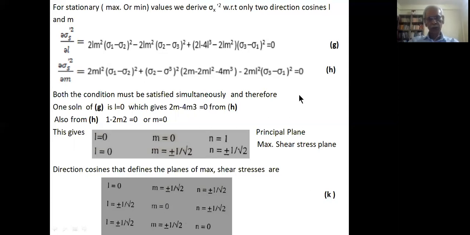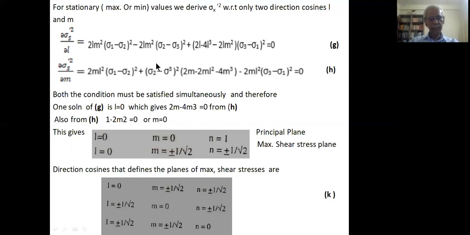So we have got two conditions, G and H. And these two conditions will give us the conditions for maximum or minimum shear stress. Now, these two conditions must be satisfied simultaneously. So how do we do it? Let us look at equation G first.